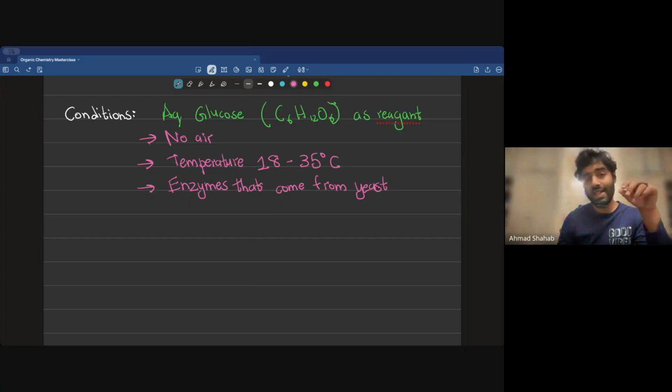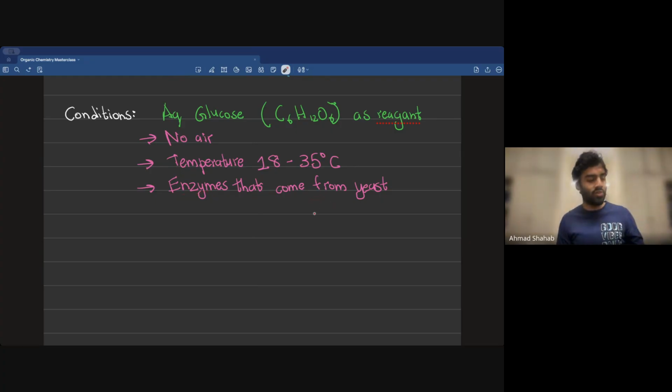In this reaction, the catalysts are naturally occurring. They are enzymes that are already part of the living organisms, right? And those enzymes are the catalysts that catalyze this reaction, right? So if they ask you what is the catalyst for this reaction, you have to say that the enzymatic activity of yeast, or the enzymes that come from yeast, will catalyze the reaction. Is this clear up till now?